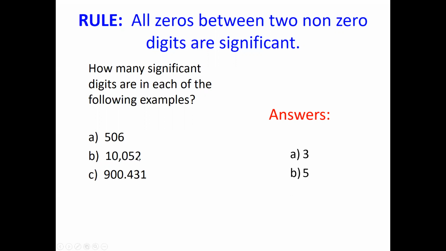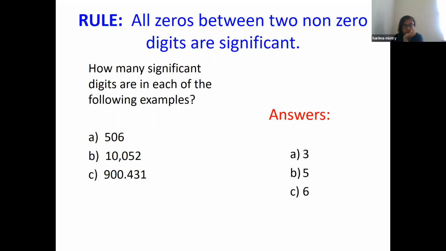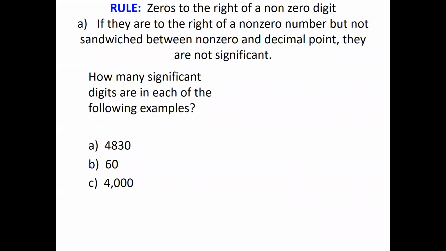And how many would my last one have? 6. 6, exactly. Thank you. Okay, so that's our second easiest rule. I could have a 1 and I could have 20 zeros and then finish it with the 1. Everything would be considered significant. That would be 22 significant figures. That would be a pretty large measurement. All right, now we're going to look at some of the other ones where they get a little bit harder.